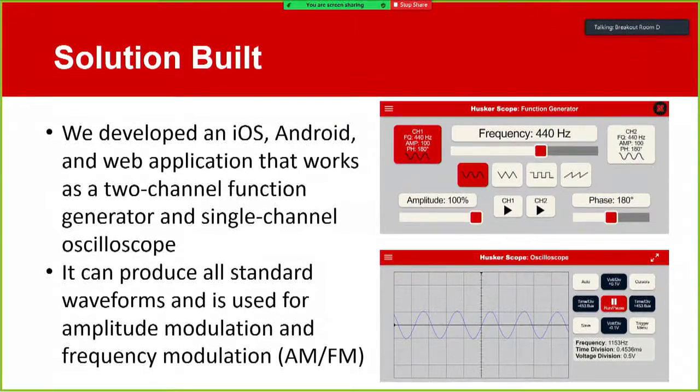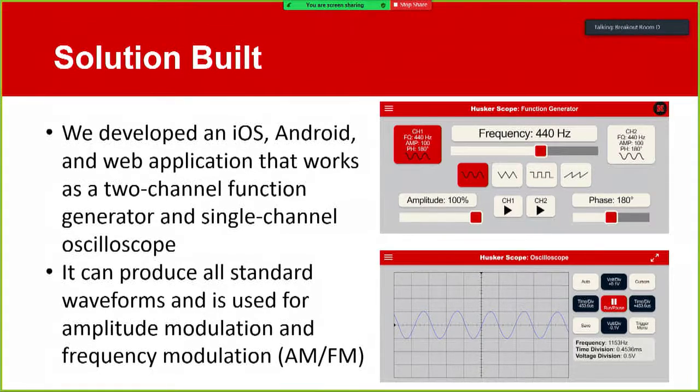Yeah, so looking at the solution we built, we were able to develop an iOS, Android, and web application that works as a two-channel function generator as well as a single-channel oscilloscope. As you can see in the top right, we do have the function generator UI that has, again, two channels that can be changed for the volume as well as the phase. These can produce all standard waveforms, such as the sine, triangle, square, and sawtooth wave.